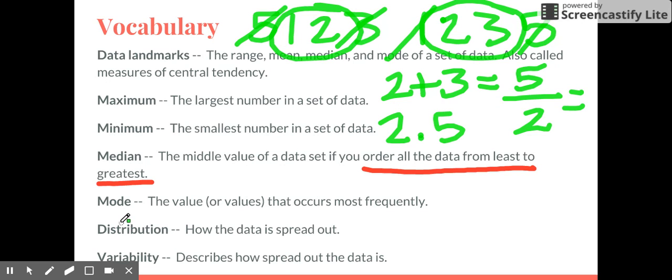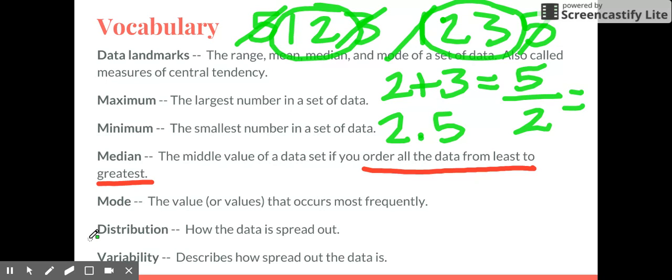Mode is the value or values that occur most frequently. So when we're looking at a dot plot, you're looking for the one that has the most dots above it. That would give you your mode. Then we have distribution. That's how your data is spread out. So is it clumped together? Is it far apart? And variability describes how spread out the data is. Is it very spread out? Is it very clumped together? Is it clumped to the right? Is it clumped to the left? It's going to just describe what's happening.